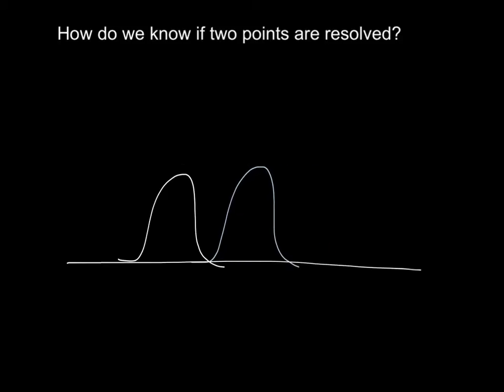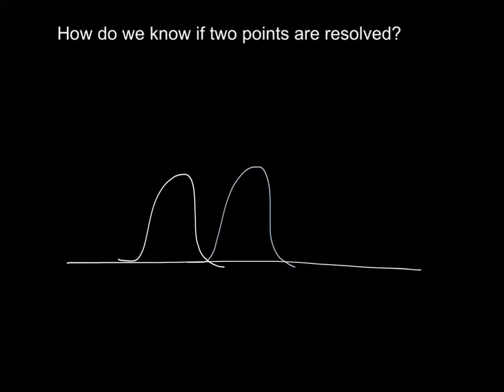Because what about when they're here? Can we distinguish between these 2 points? Well, one could argue that we can, because this has a lot less intensity than this or this. Therefore, we could see 2 pretty distinguishable points, this one and this one. So most physicists would agree with this, and then we say that these points are still resolved.